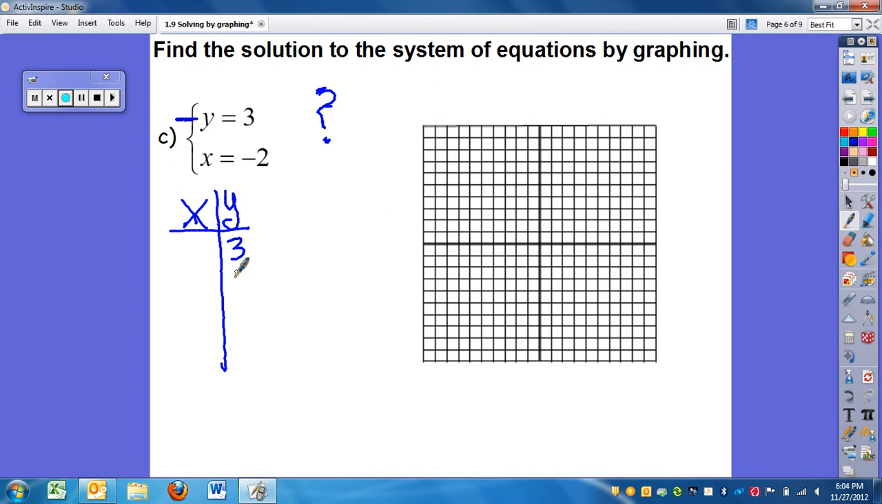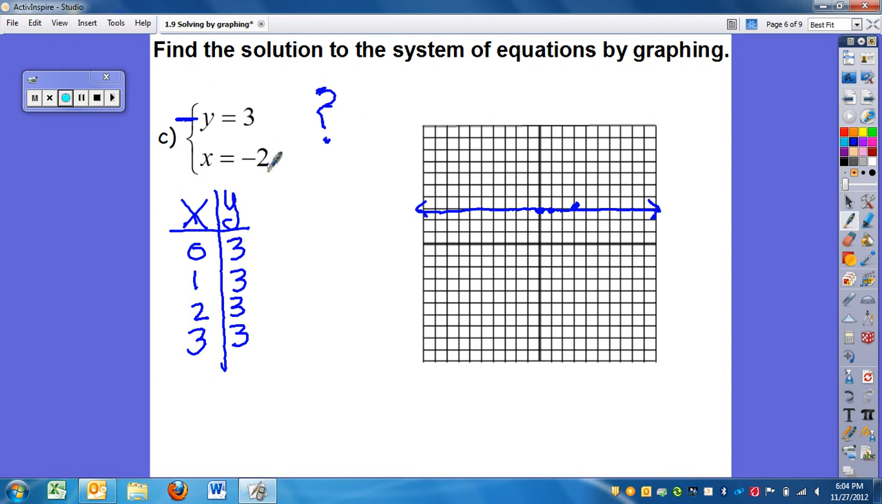That means my y coordinate on any point on that line is 3. And then I can just pick any x value I want. So I have 0, 3, 1, 3, 2, 3, and 3, 3. And notice, if I keep going with that pattern, this is a horizontal line.